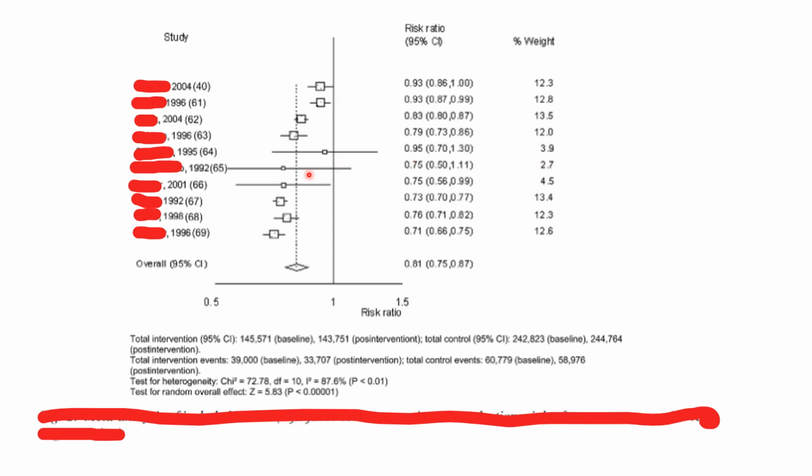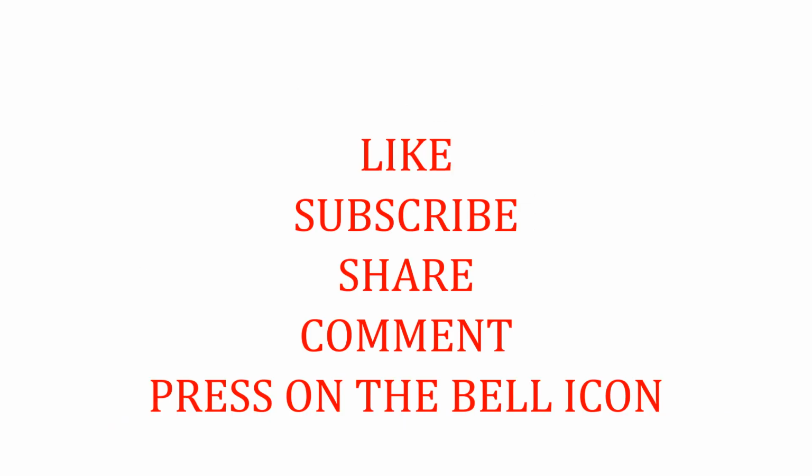Here it's 2.7, so it's very tiny. 4.5, so it's slightly bigger. So these are the weightage which is being provided on the basis of the risk ratios, and these are the sizes of the squares. Then there is also a footnote here: total intervention events, test for heterogeneity. There are different kinds of things which you don't have to explain, but you can say that this is a legend for this particular forest plot, which you can explain if you have more information.